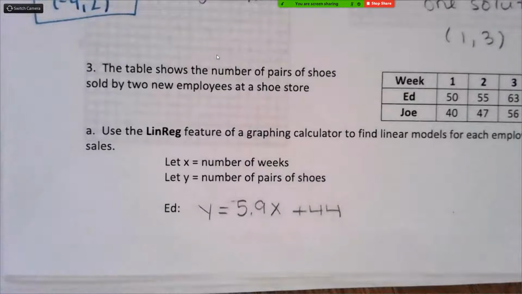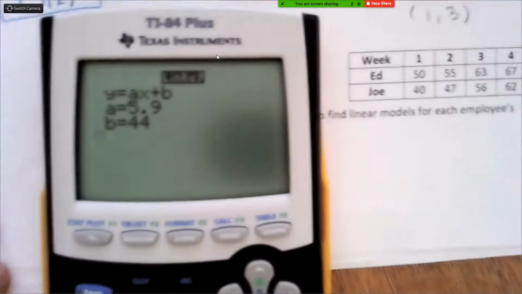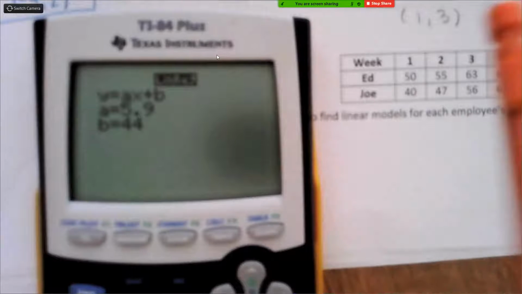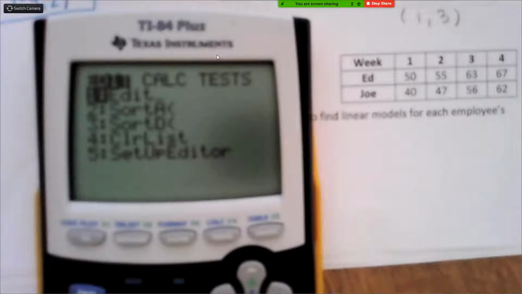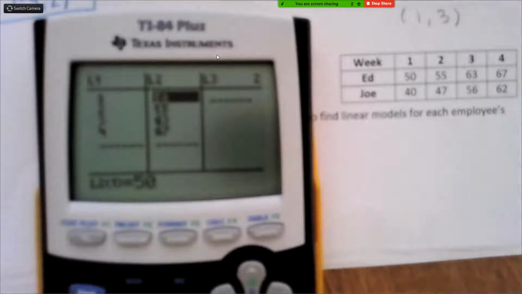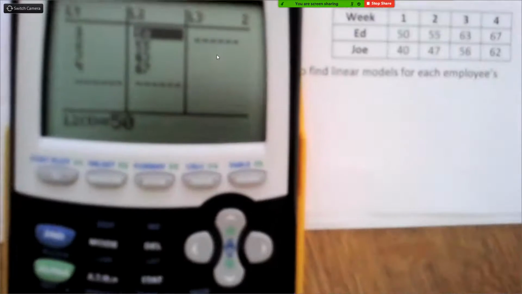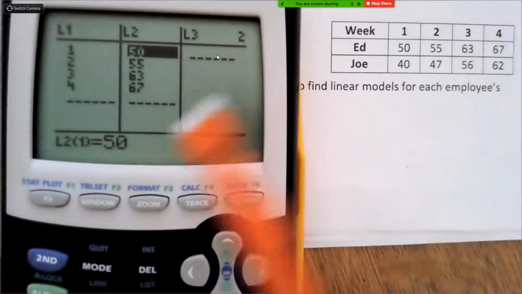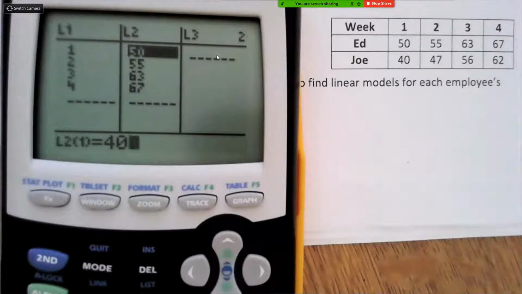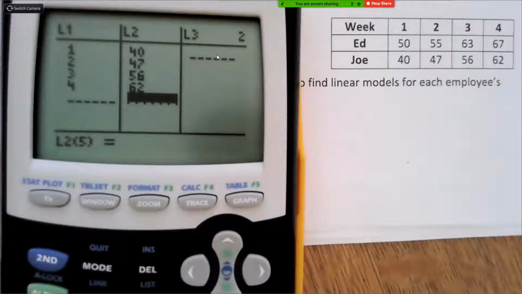Ed's equation is 5.9x plus 44. We're going to do the same thing, but now we're going to look at Joe. So you're going to hit stat, go to edit. What's really nice is that I don't have to change my L1 values. I only need to change L2 to match Joe. So I'm going to type on top of the 50 the number 40, then 47, then 56, then 62. And then the steps after are the same again.